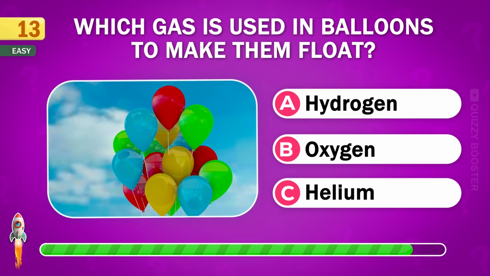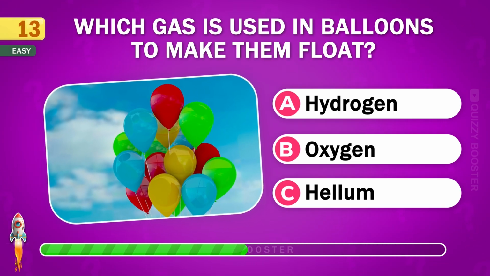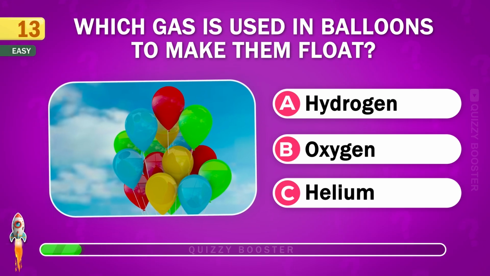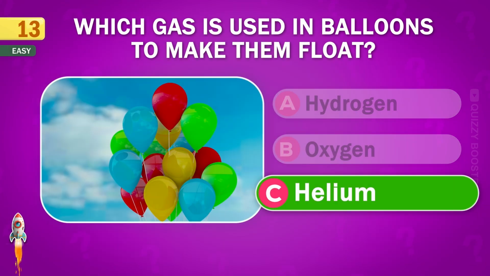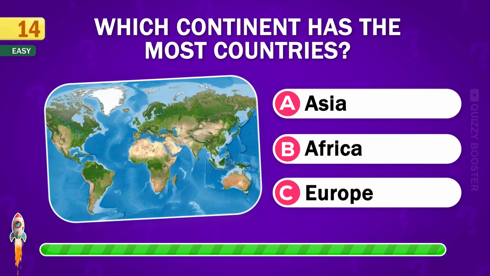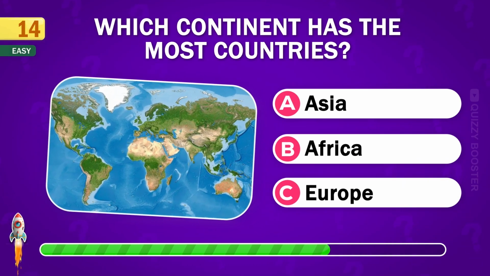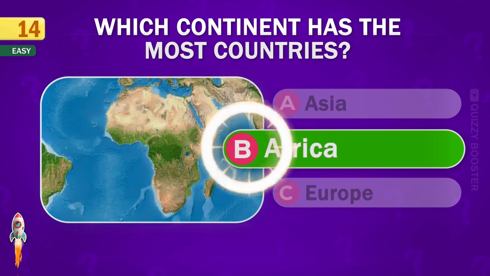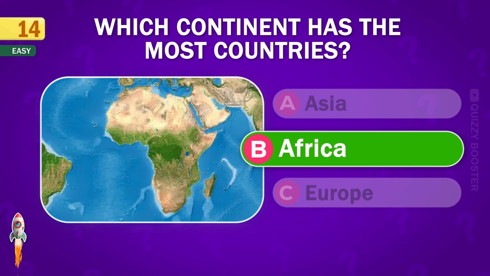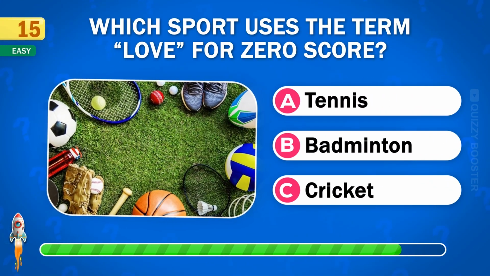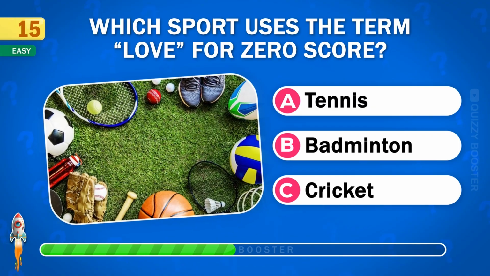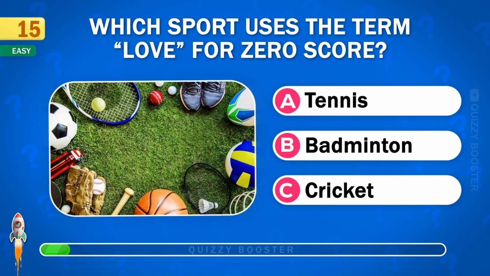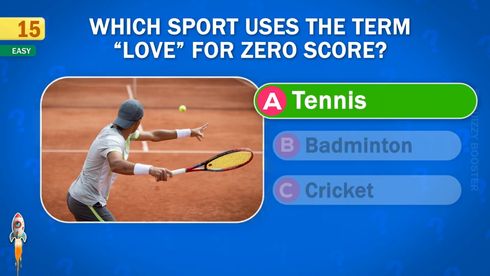Which gas is used in balloons to make them float? The answer is helium. You are doing great! Which continent has the most countries? Africa, home to 50+ countries. Which sport uses the term love for zero score? The answer is tennis.